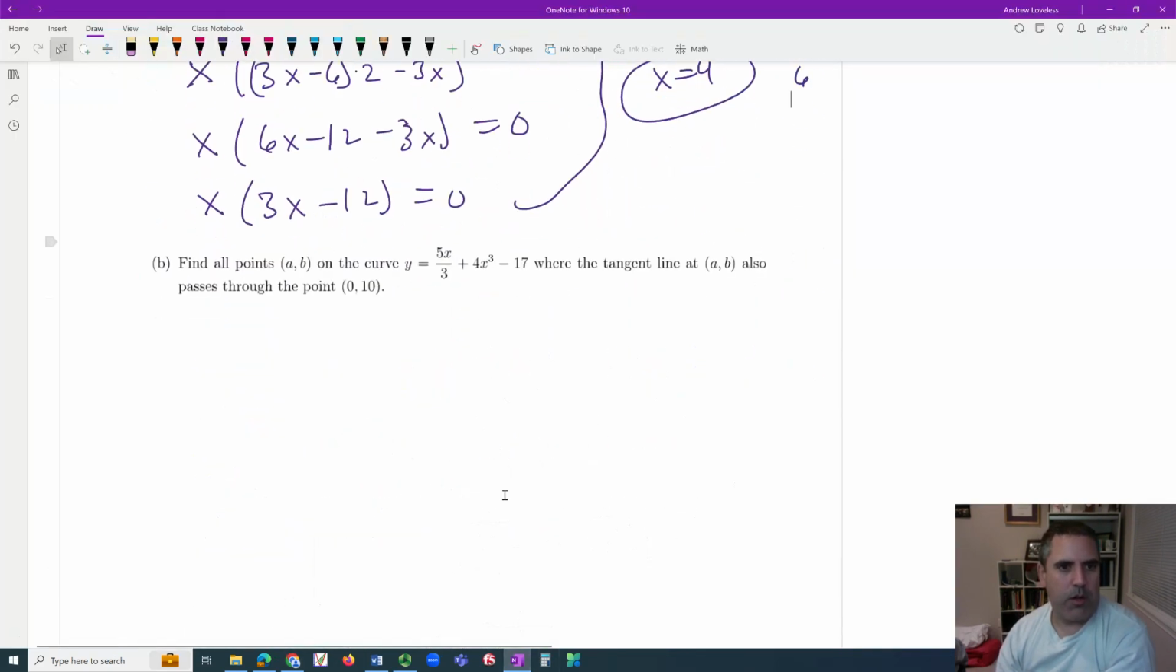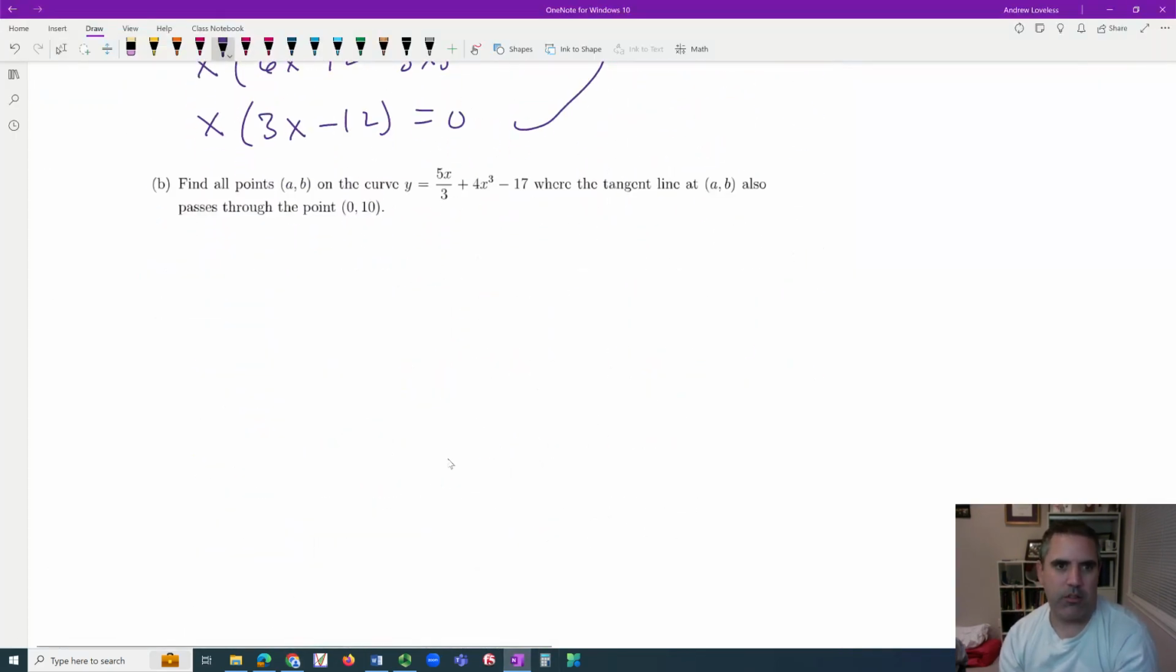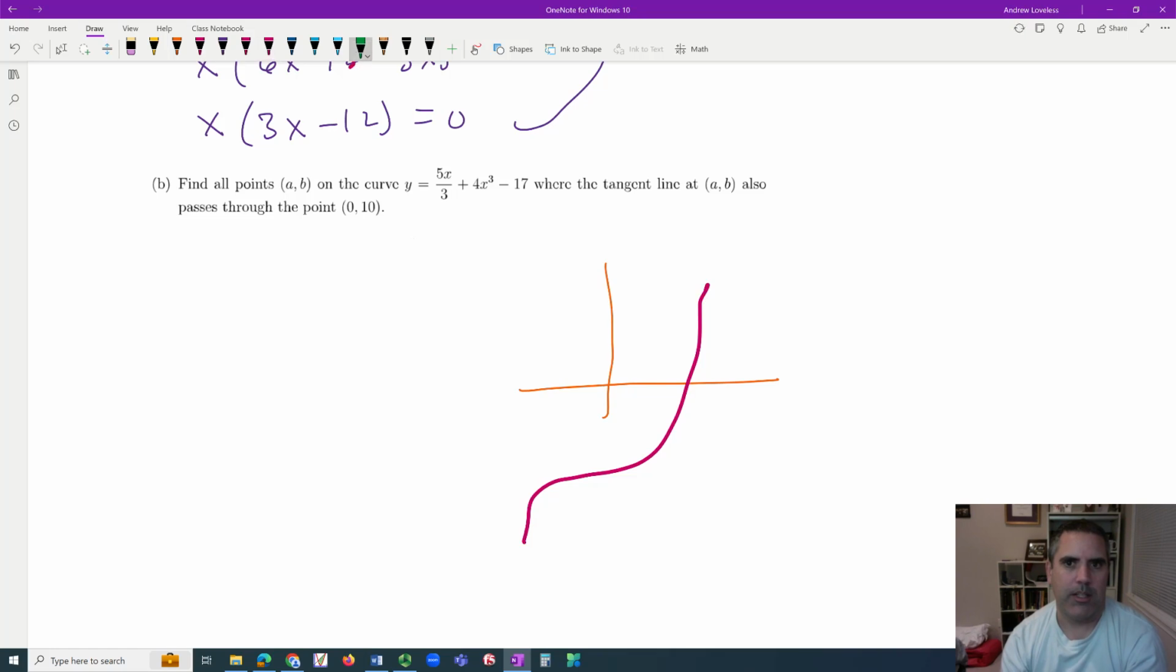Alright, last question. Find all points on the curve where the tangent line is also through this other point. We like questions like this. It's this idea of, what if there's this road or something? And this is maybe, I don't know, looks something like this. Let's just pretend. I'm not trying to make it accurate. And you have some point. Well, now I am worried my graph is so inaccurate.